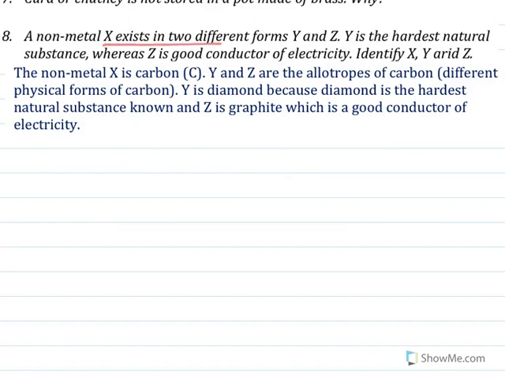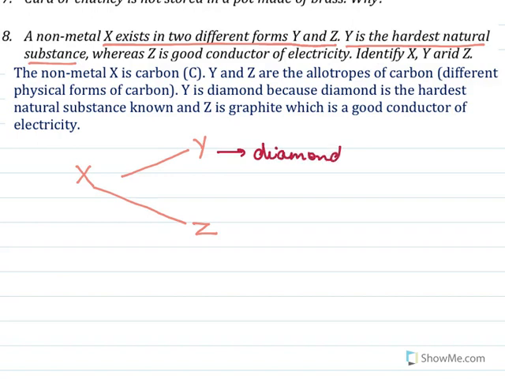A non-metal exists in two different forms, Y and Z. So let's write it now. This non-metal X, it exists in two forms, they said, Y and Z. Y is the hardest natural substance. So we know the hardest natural substance is diamond. So Y must be diamond. And Z is a good conductor of electricity. That we have seen, it is graphite. It's a good conductor of electricity. And your X must be carbon.